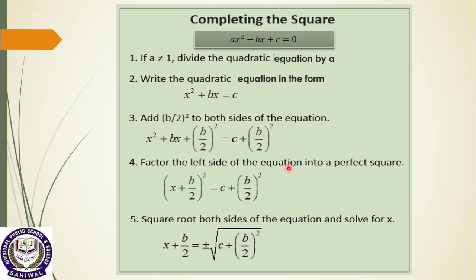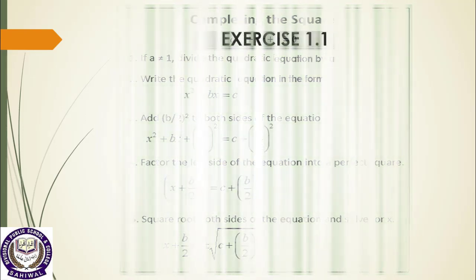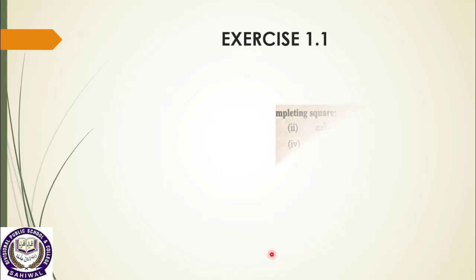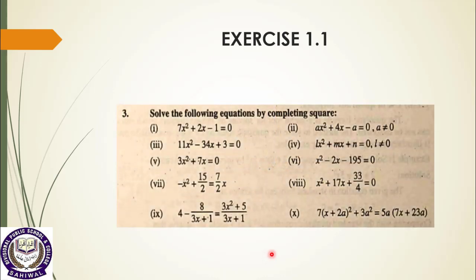After this step, you will see that the left hand side of the equation forms a perfect square. (x + b/2)² = c + (b/2)² will be the new equation. Taking the square root on both sides and then solving it for x, we get the solution of the quadratic equation. Our today's task is to solve question number 3 from exercise 1.1.